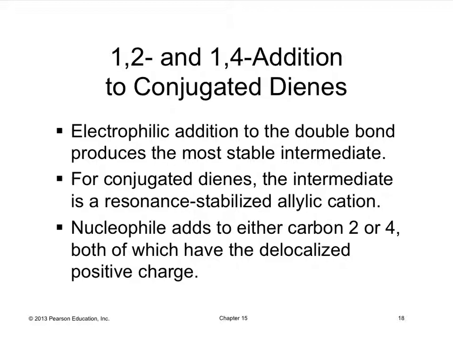So you can add to conjugated dienes either at the 1,2 or the 1,4 position. Electrophilic addition to double bonds produces a more stable intermediate. For conjugated dienes, the intermediate is a resonance-stabilized allylic cation. As a result, nucleophiles can add to either carbon 2 or 4, both of which have the delocalized positive charge.